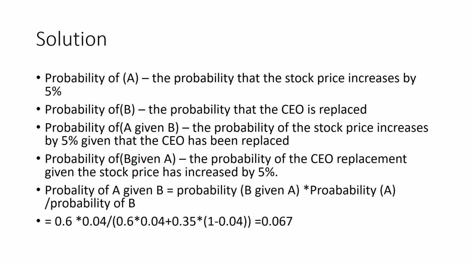Probability of A given B equals probability of B given A times probability of A, divided by probability of B, equals 0.6 * 0.04 / (0.6 * 0.04 + 0.35 * 0.96), which equals 0.067.